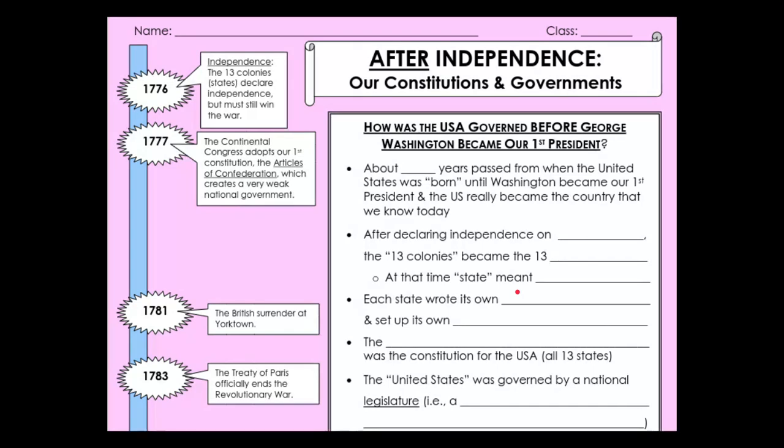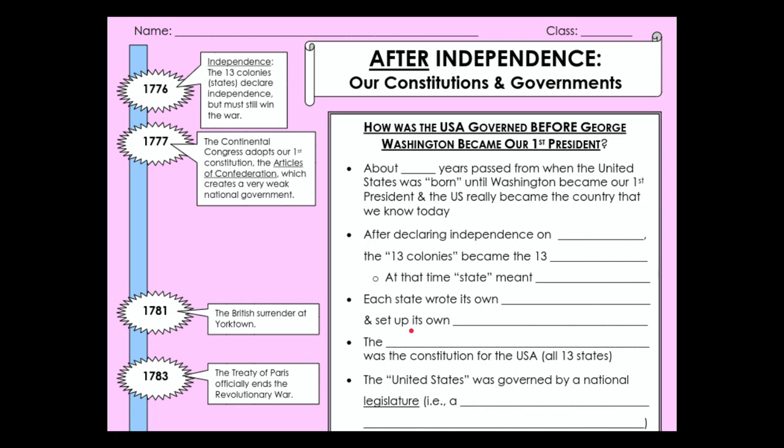Constitution. Which we'll talk about later what a constitution is. But it's a document that sets up the government. And they wrote their own constitution and set up its own state government. Every state set up its own state government.